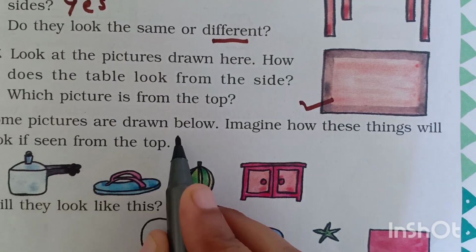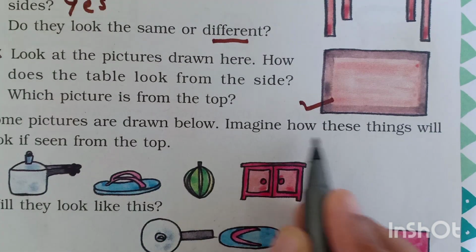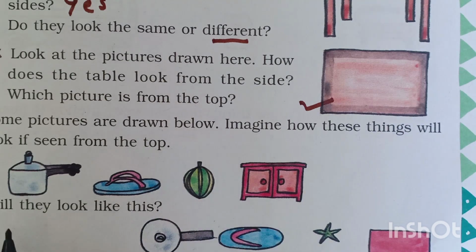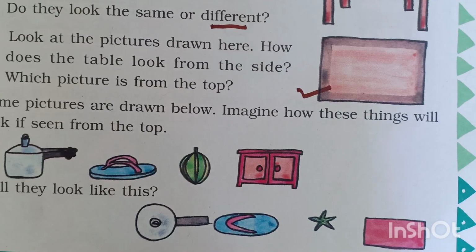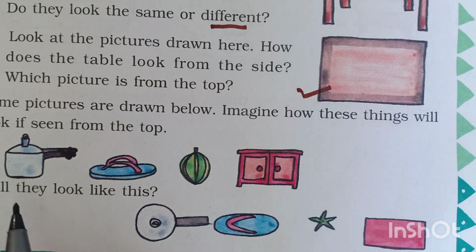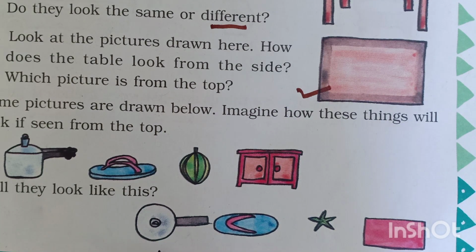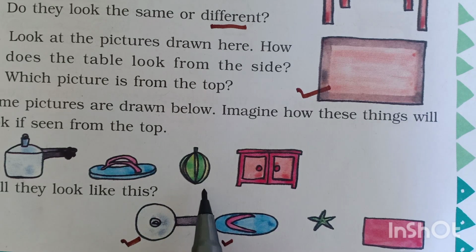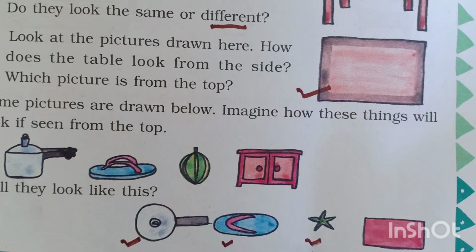Some pictures are drawn below. Imagine how these things will look if seen from the top. Okay, look at these pictures. Will they look like this from the top? Does this pressure cooker look like this? At your home, you can try these examples. Does the pressure cooker from the top look like this? Yes. Slipper, yes. From the top, this thing, yes.